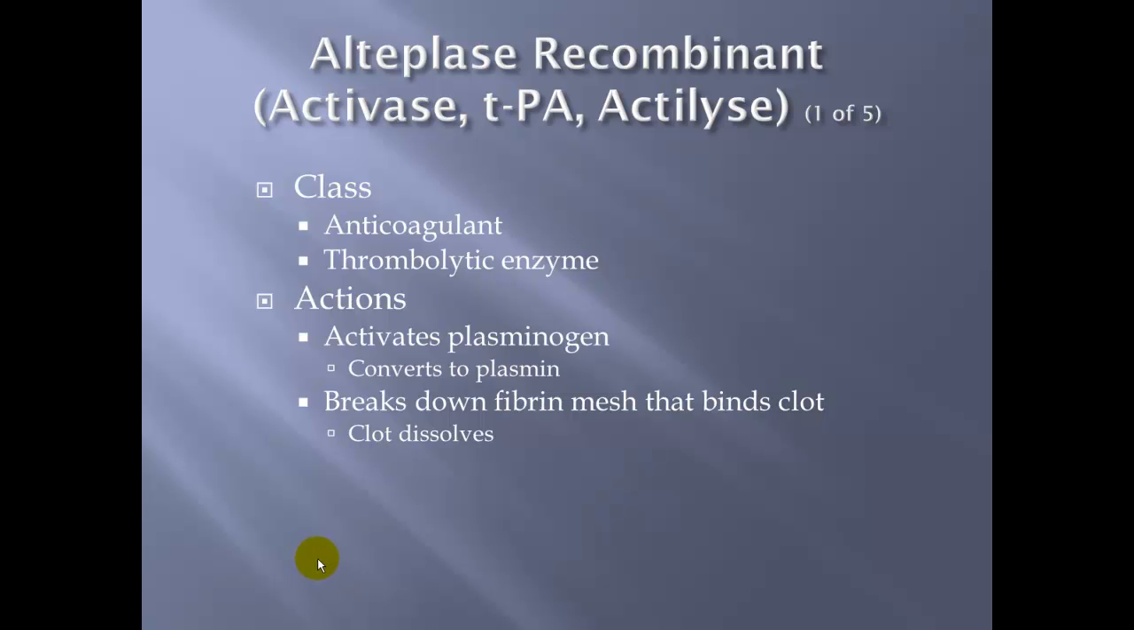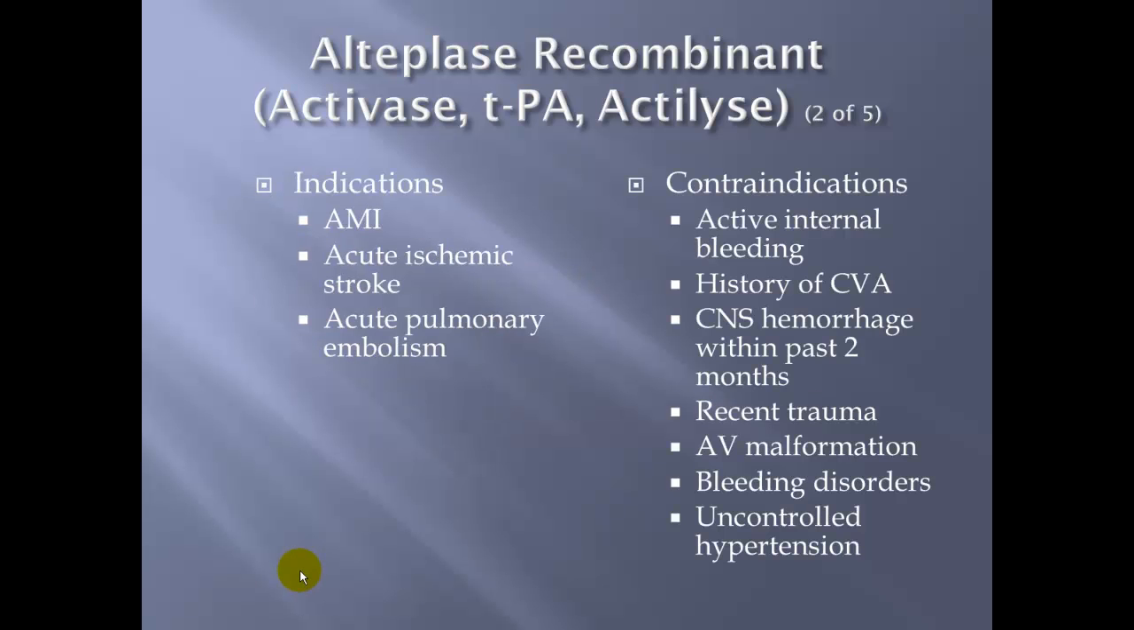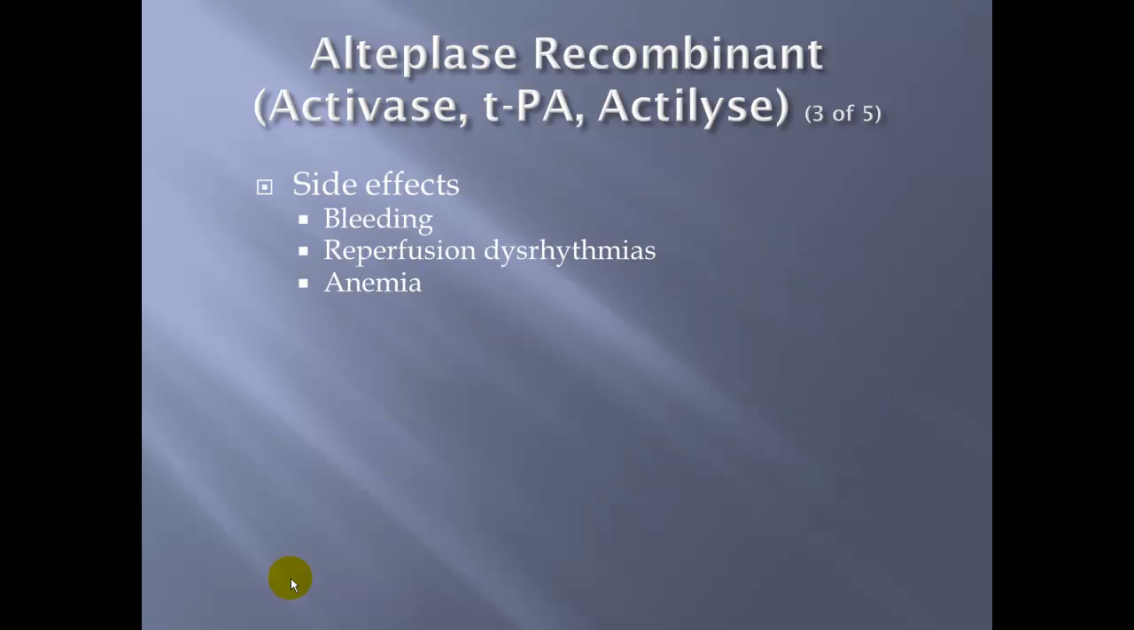Alteplase, Activase. Class on this: anticoagulant, thrombolytic enzyme. Actions: activates plasminogen and converts to plasmin. Breaks down the fiber mesh that holds the clot together, and then the clot dissolves. Indications: acute myocardial infarction, acute ischemic stroke, acute pulmonary embolism. Contraindications: active internal bleeding, history of CVA, CNS hemorrhage within the past 2 months, recent trauma, AV malformation, bleeding disorders, or uncontrolled hypertension. Side effects: bleeding, reperfusion dysrhythmias, and anemia.